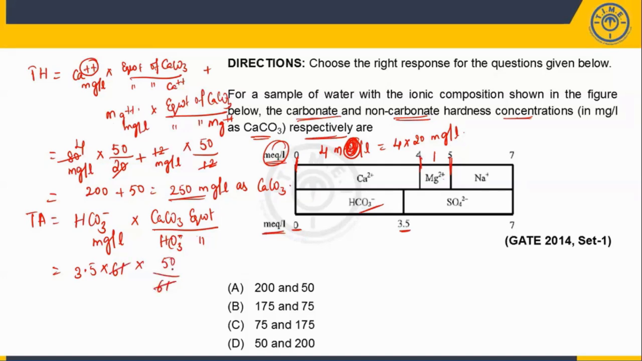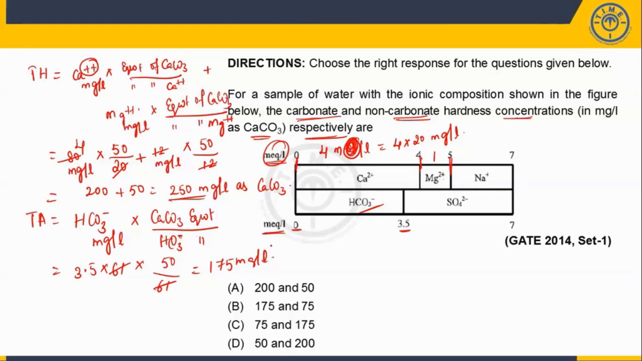Answer for this: 3.5 times 50, that is 175. 175 mg per liter as CaCO3.